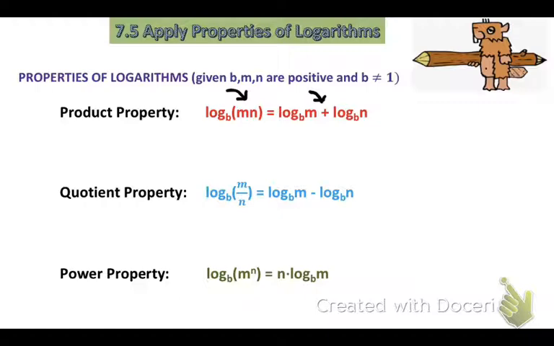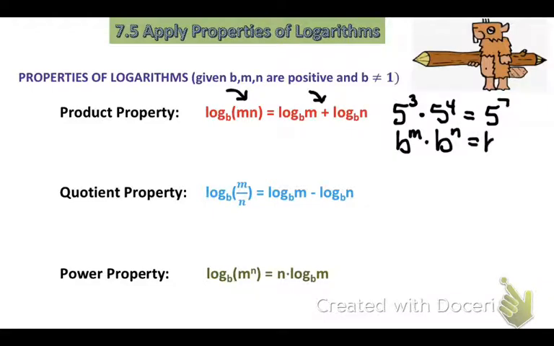So that would be like if I had 5 cubed times 5 to the 4th, we know that that would equal, because the bases are the same, 5 to the 7th. Similarly, if I have b to the m times b to the n, that's going to equal b, and we cannot combine m and n right here. We're adding and they're not the same, so m plus n.